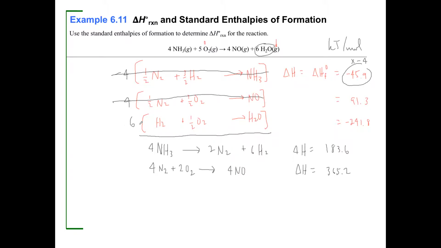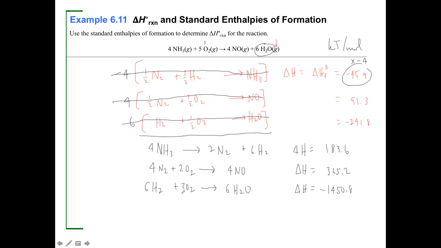All right, now what I have here, 6 H2s plus 3 O2s gives 6 waters. Okay, taking care of that one. And I multiplied that by 6. So the enthalpy of that reaction is going to be, can't do that in my head, 6 times 241.8 equals negative 1450.8. Minus 1450.8.